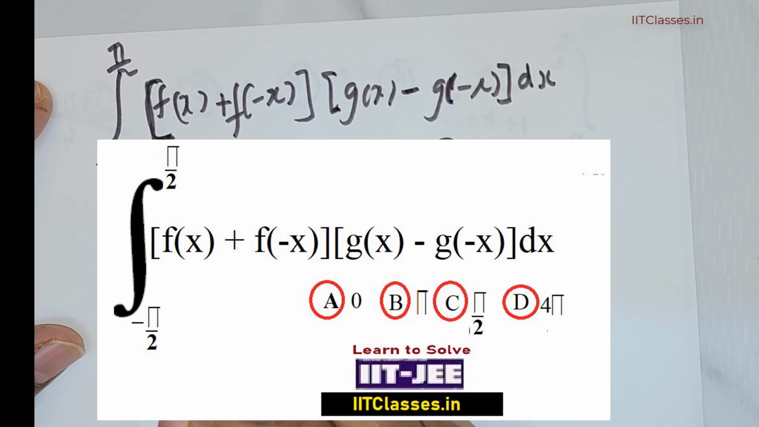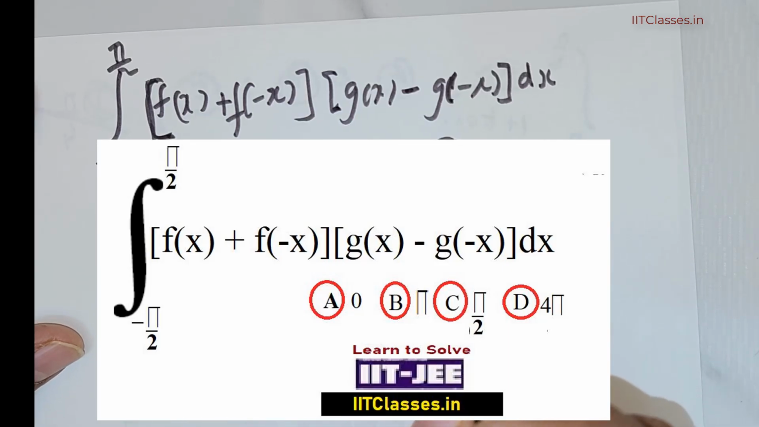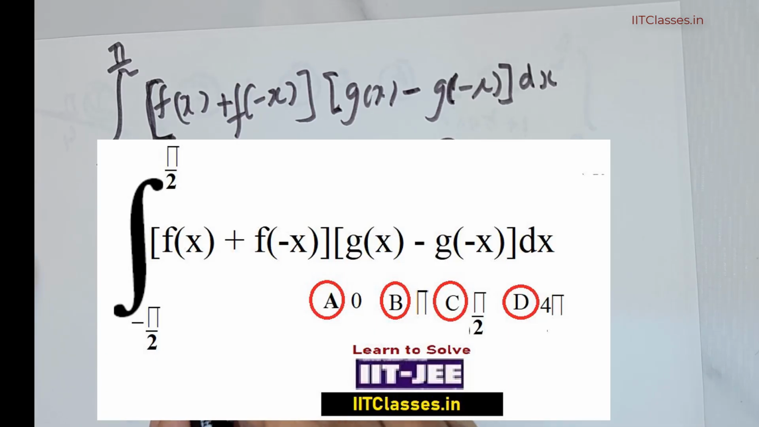So we have this next question: the integral from negative pi over 2 to pi over 2 of [f(x) + f(-x)] times [g(x) - g(-x)] dx. You will have to integrate this and find out the right choice. So you can pause the video and work it out, and then when we come back, let's see what the correct solution is. Okay, I hope you all have got the right choice.